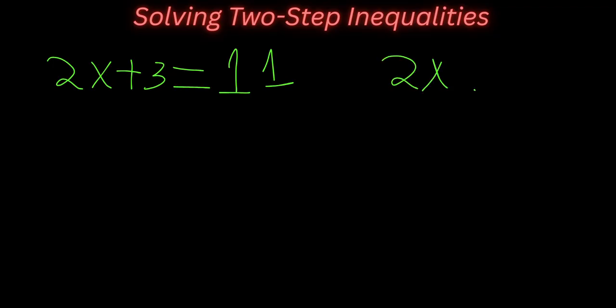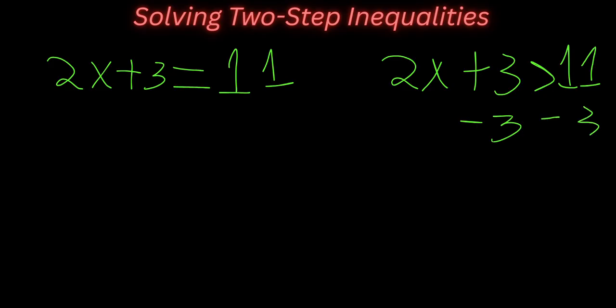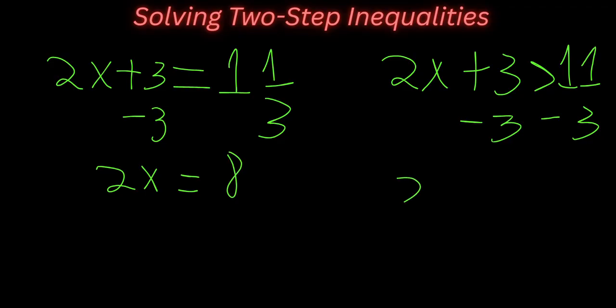We have 2x plus 3 equals 11. And let's also express it as an inequality, 2x plus 3 is greater than 11. Okay? We can take all the same steps. We subtract 3 from both sides, whether it's an equation or an inequality. We get 2x equals 11 minus 3 is 8. 2x is greater than 8.